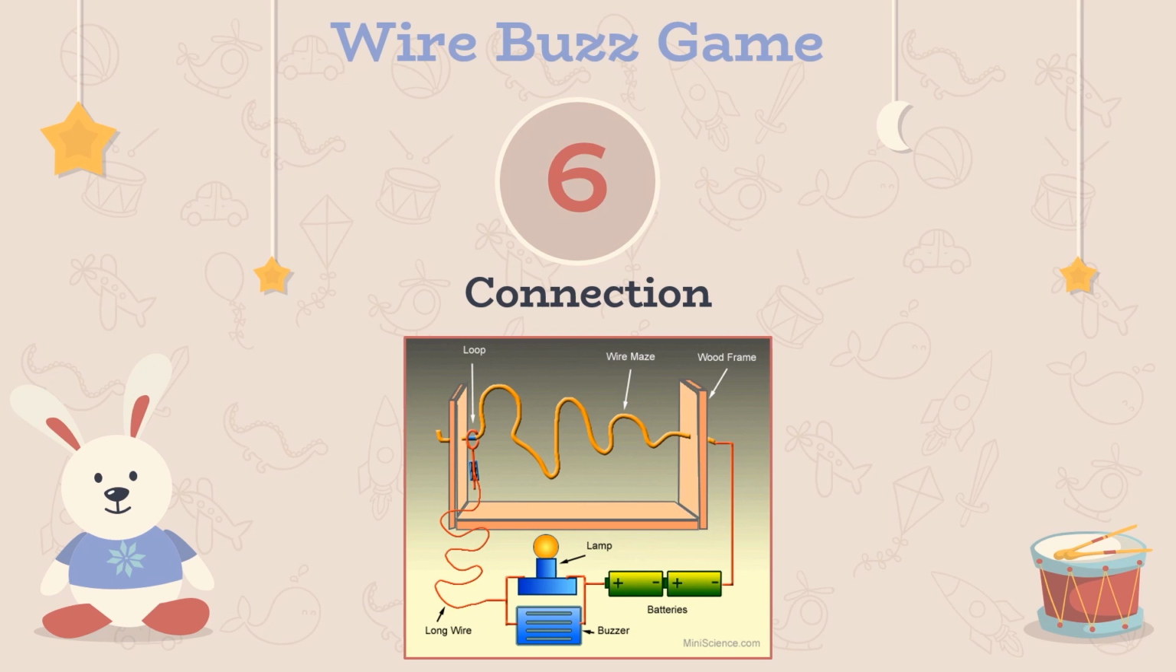Connect the positive side of your power source, the red wire of the battery holder, and the red wire of the buzzer together and to one side of the lamp holder, that is your light. Connect the black wire of the buzzer to the other side of the lamp holder and then to the loop wand.